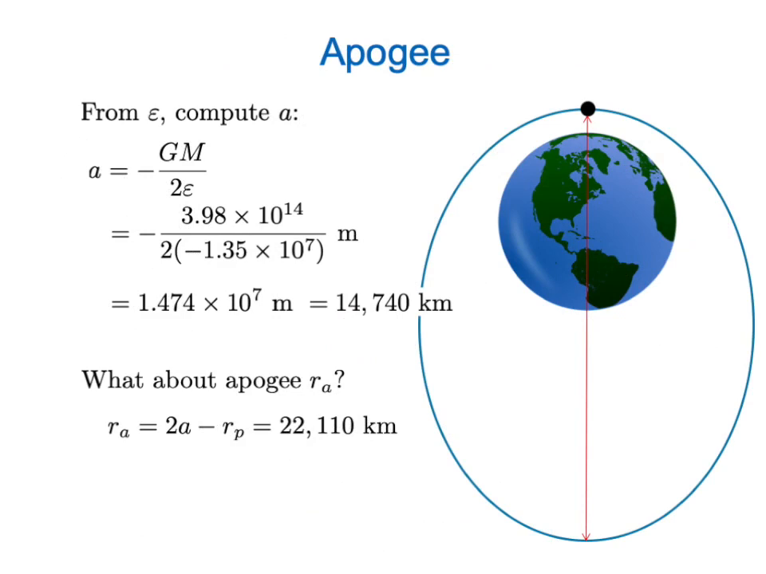The apogee radius is twice the semi-major axis minus the perigee radius, which is 22,110 kilometers. That happens to be about 3 times the perigee radius, and so that means that the apogee speed is 1/3 the perigee speed, or 3,000 meters per second.